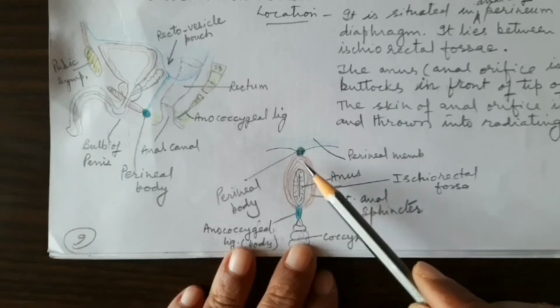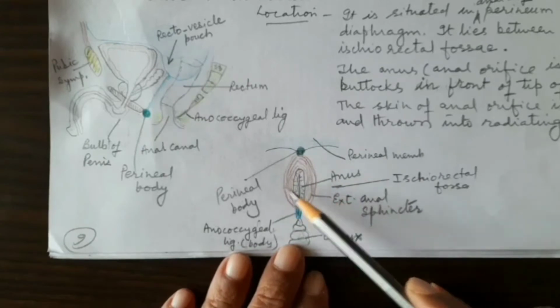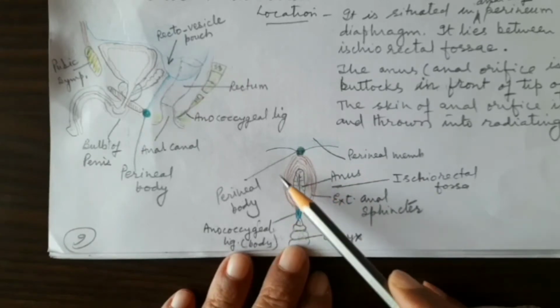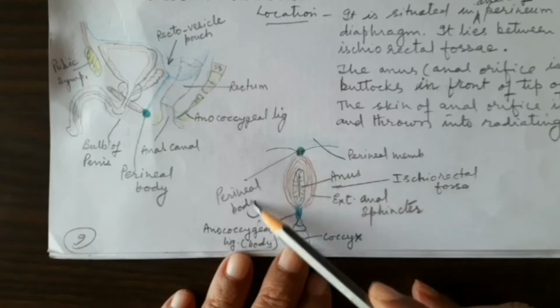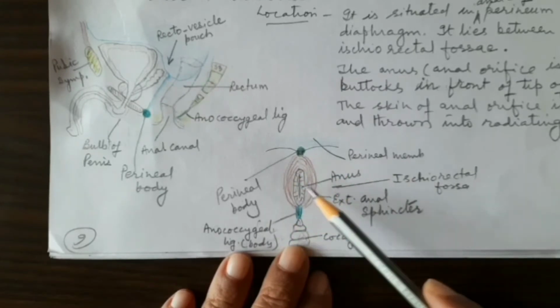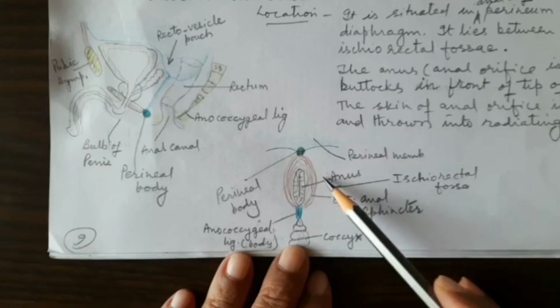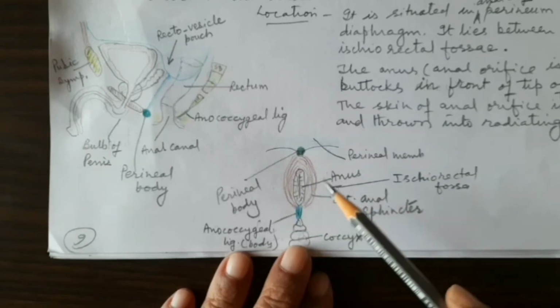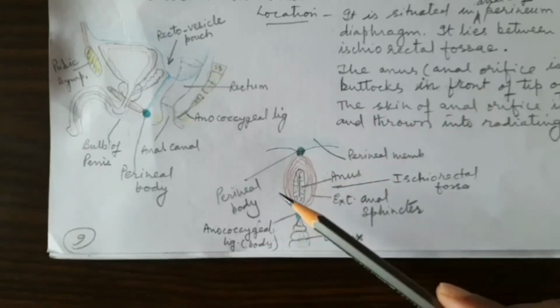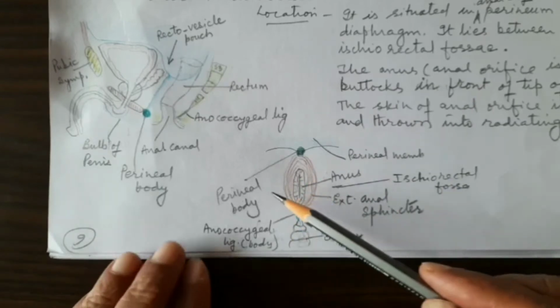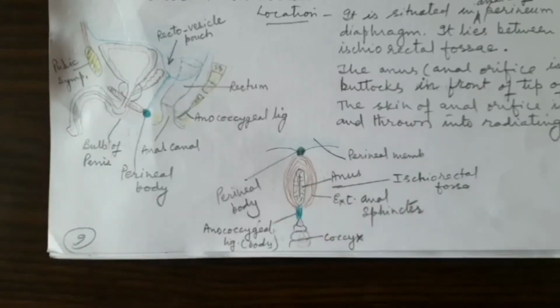So this is the anal opening, and on either side of this anal opening and external anal sphincter, on the right side and left side, there is a fossa called the ischiorectal fossa, on the right as well as on the left side. It is situated in the anal triangle of the perineum, below the pelvic diaphragm, as I said, below the levator ani and coccygeus muscle which form the pelvic diaphragm, and it lies between the right and the left ischiorectal fossa.